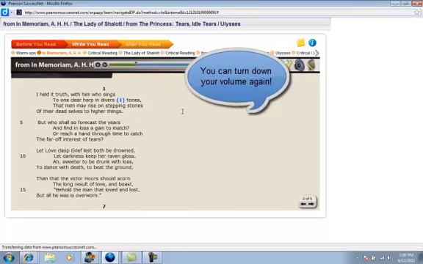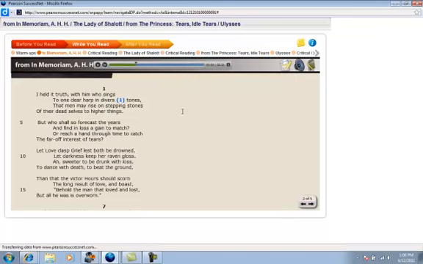Okay, so taking a look at that poem, first of all, let's identify the point of view. Going back to our point of views, remember your choices are first person, second person, third person limited, and third person omniscient. We have a key clue in the opening line of this poem. The line, I held it truth with him who sings. Within that line is a key word that actually tells you the point of view. Take a moment to look at it. Do you see it?